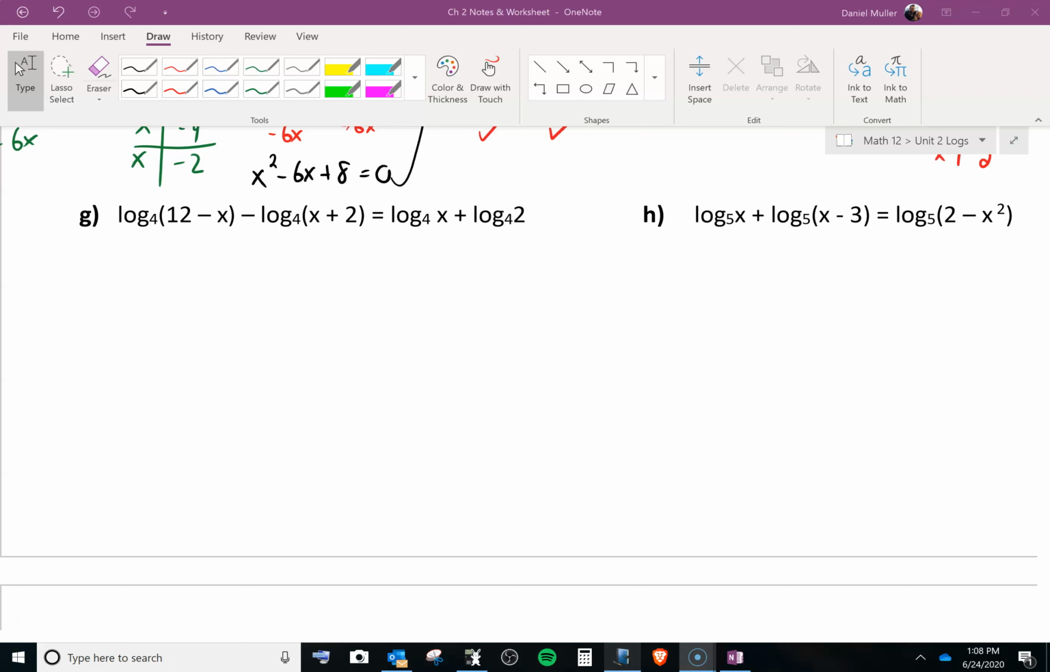Let's continue on. Letter G. There's lots going on in these ones, but they're not really any different. But let's keep doing this. Oh, I noticed right here I'm missing a bracket. So there needs to be a bracket.